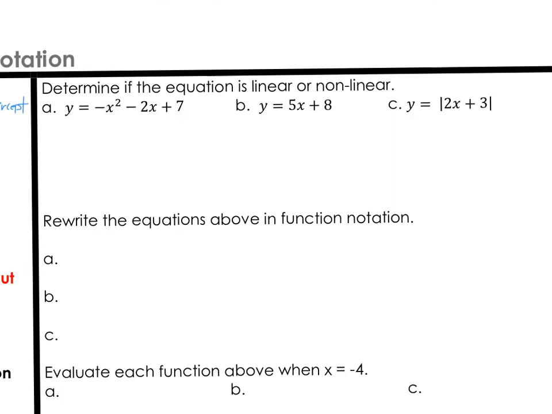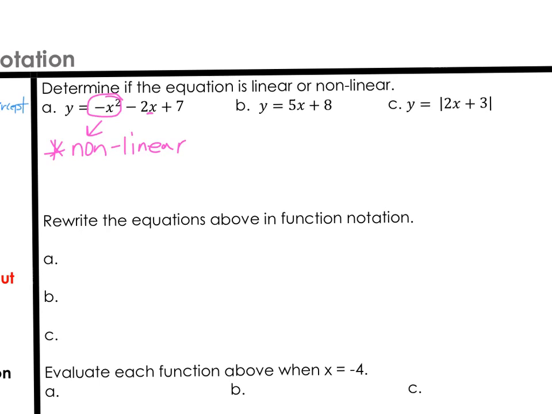Determine if the equation is linear or nonlinear. Y equals negative x squared minus 2x plus 7. So I see a linear term, which is promising. However, that first term, the negative x squared, has an exponent greater than 1. Because of that, this is called nonlinear. So literally no other x terms can be there except for an x to the first power.